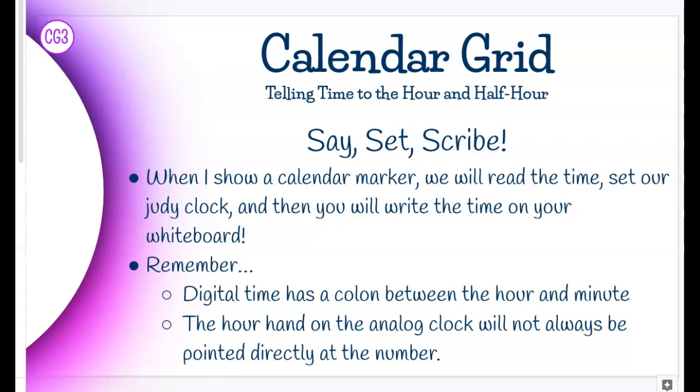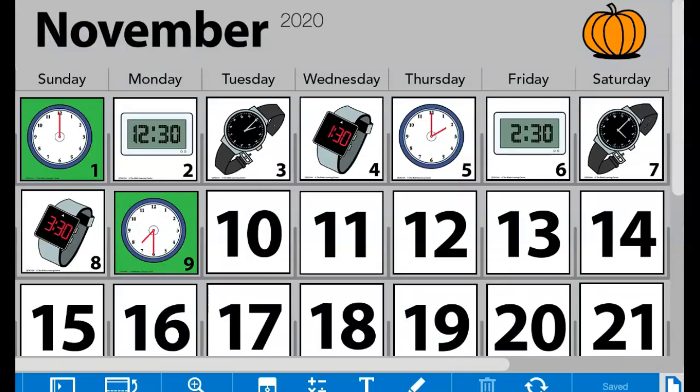Now, a reminder that we'll look at as we go is that the digital time has a colon between the hour and the minute. The hour hand on the analog clock will not always be pointed directly at the number. That's something else to remember. Now let's go ahead and have a look at our calendar grid to see some of the times that are set to the exact hour. Let's start with our marker on Sunday, November 1st.